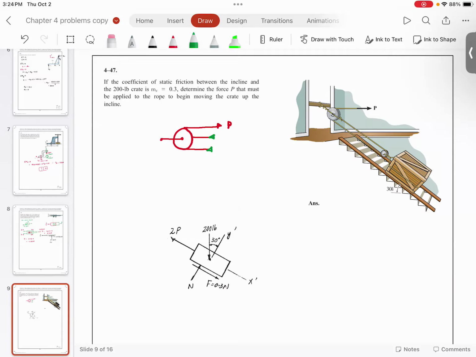Whenever you have a configuration like this, you get something called mechanical advantage, which means the total force applied here is P and P. So you are going to have P here, you are going to have P here. Because of the pulley arrangement, you are going to get the mechanical advantage.